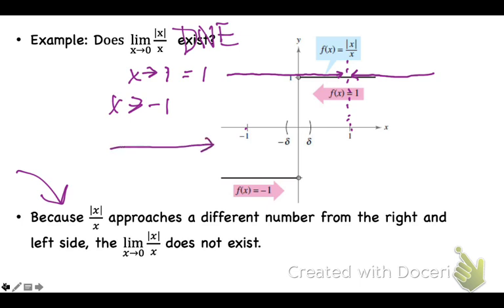-1. From the right, what is the y approaching? -1. So the answer is -1. So just because it does not exist at one place, does that mean it does not exist at every place? No. So just make sure.